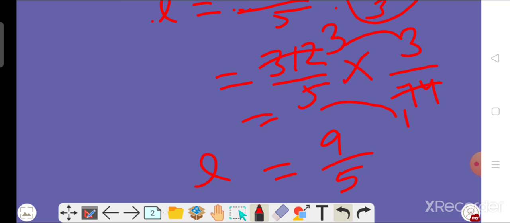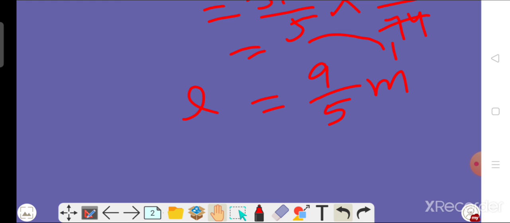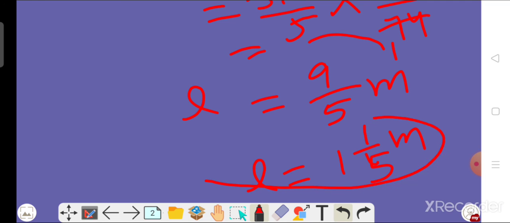So the length is equal to 9 by 5 meter, and if we want to change this into a mixed fraction, this will become 1 raised 4 by 5 meter. This is the required answer of your question number 8.